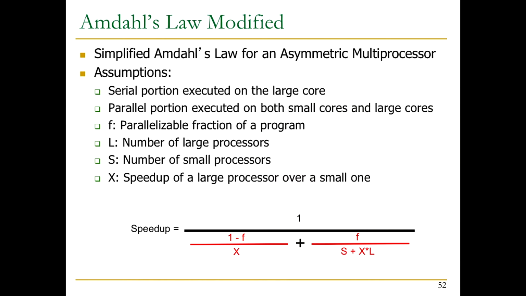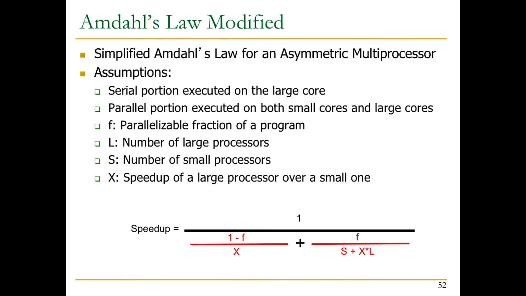So we're going to modify Amdahl's law. I'm not going to talk about this a lot, but there might be a homework problem that you will have fun with related to this. Basically, this is a simplified Amdahl's law for an asymmetric multiprocessor. It assumes that serial portions execute on the large core, and parallel portions execute on both small cores and large cores. And we will keep F as the parallelizable portion of a program.